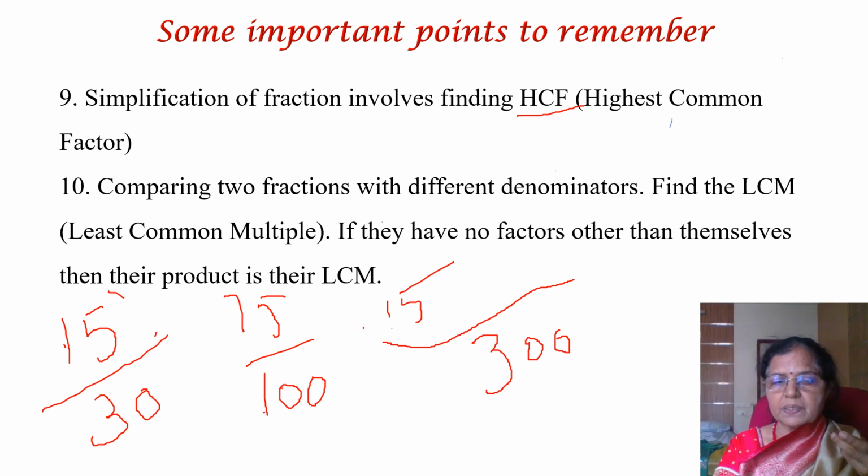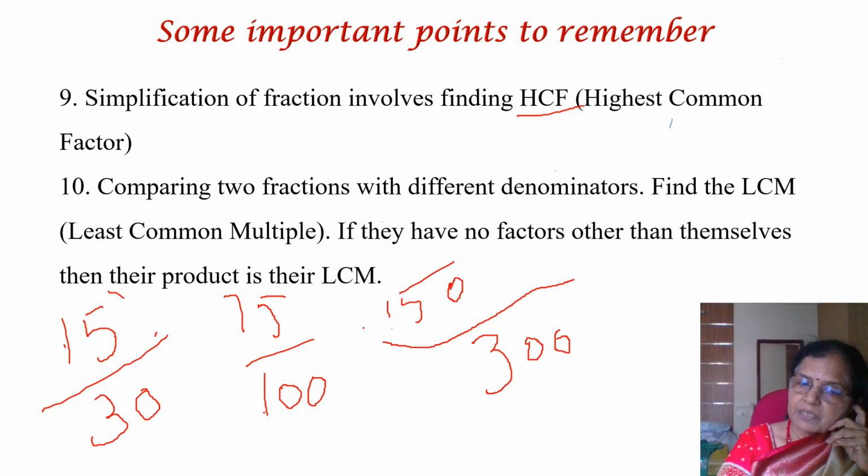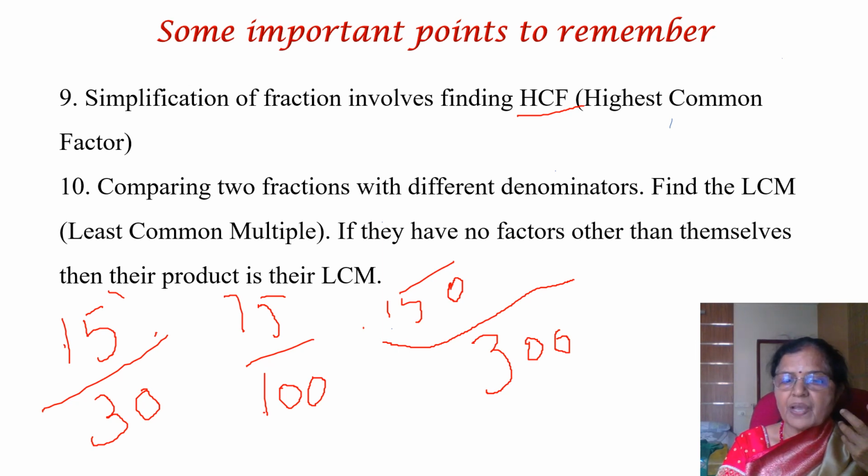10 times. How many times will 30 go in 300? If you divide 300 by 30, you will get 10. 10 into 15 is 150. Now, how many times will 100 go in 300? If you divide 300 by 100, you'll get 3. 3 into 75 is 225.